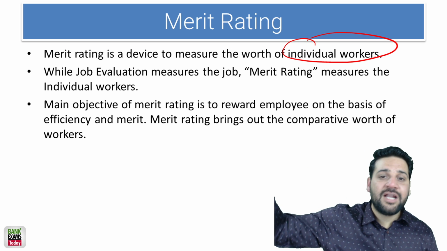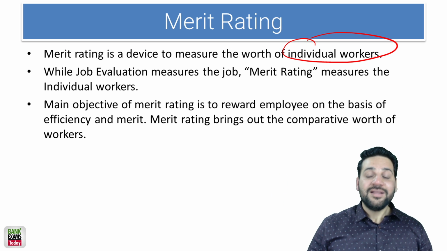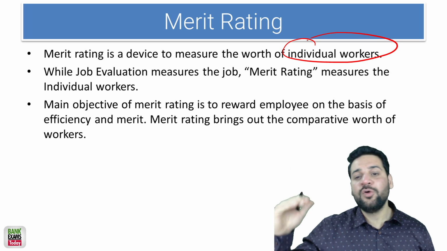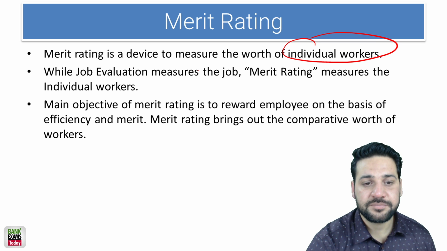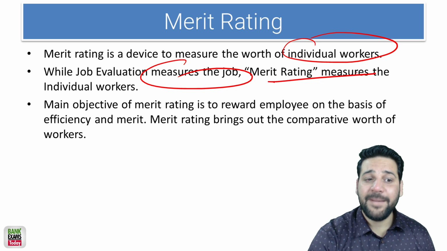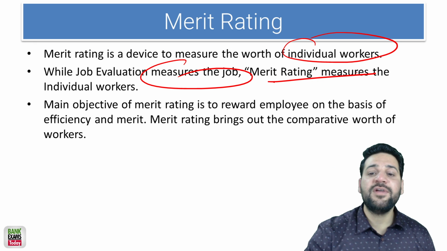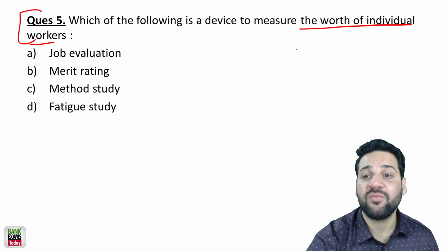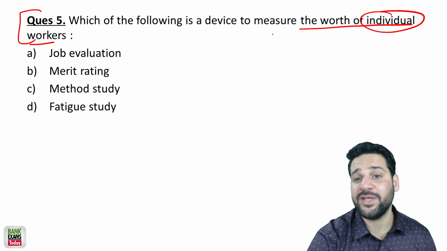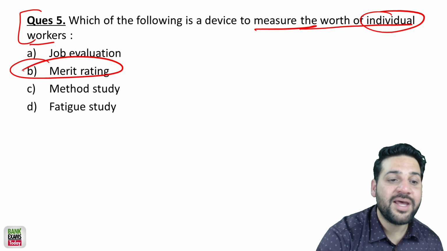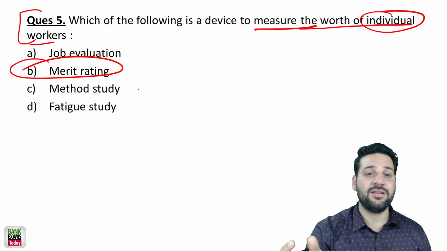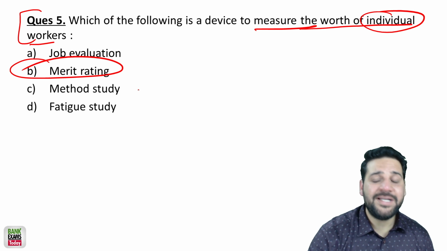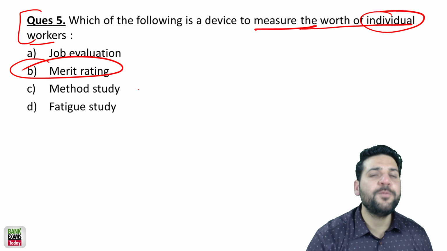How do I get to know that that person is better than the other, right? That is merit rating. I am trying to calculate who is better than whom. So that is merit rating. Job evaluation measures the worth of the job, merit rating evaluates the individual worker. Are you getting it? So in job evaluation and merit rating, we are talking about how to measure the worth of an individual worker. Method study and fatigue study are just extra options. Merit rating is the correct answer. I hope you are getting it right.